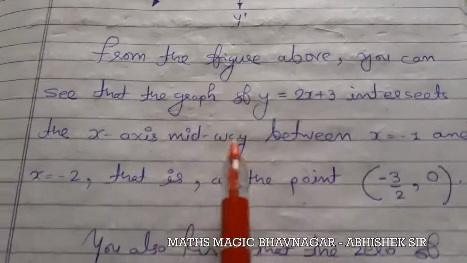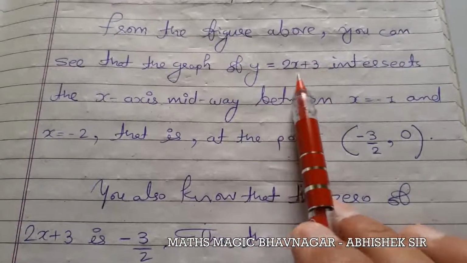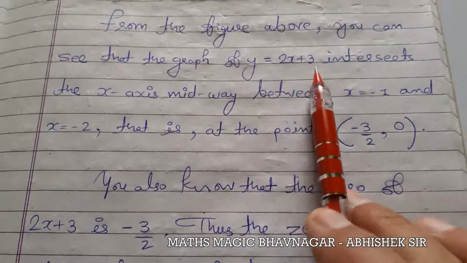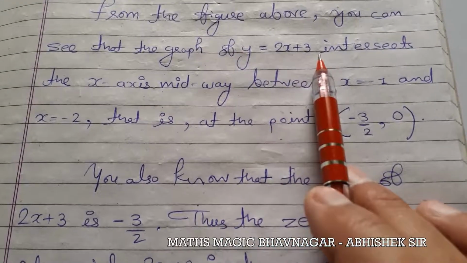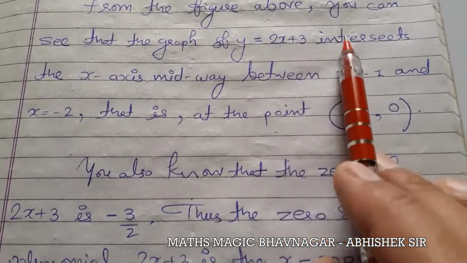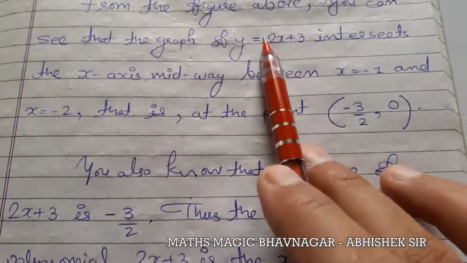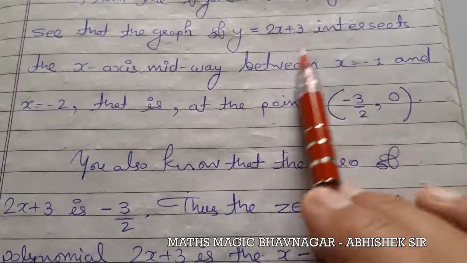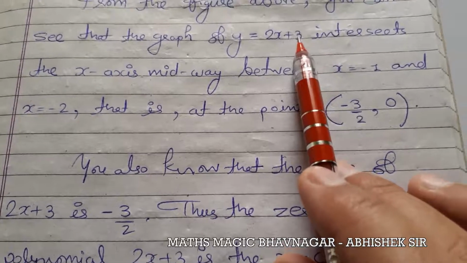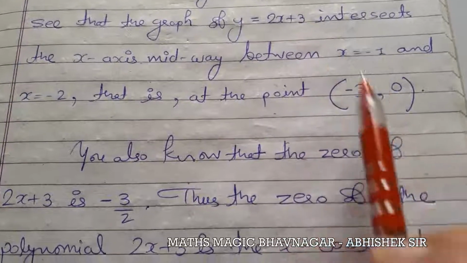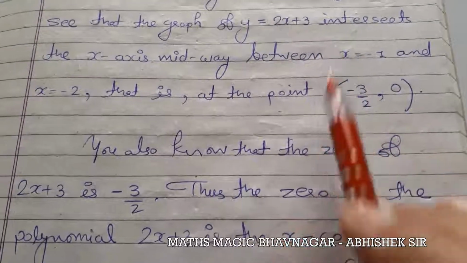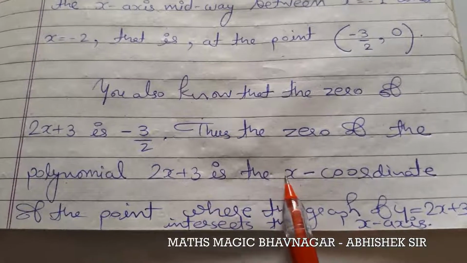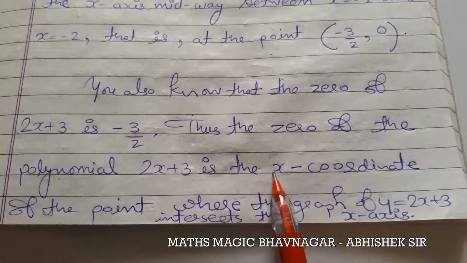In other words, in the linear polynomial 2x plus 3, we have already studied that when we take 2x plus 3 is equal to 0, the plus 3 will go to the right-hand side and become minus 3, and the coefficient will go in the denominator, so it will become minus 3 by 2. But is it possible for quadratic and cubic polynomials also? For that we have to check the whole process.